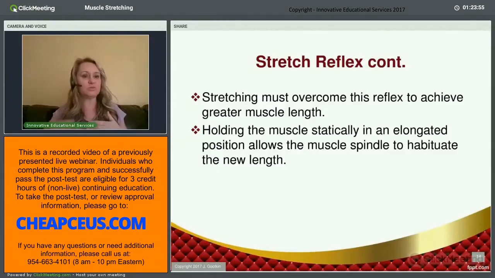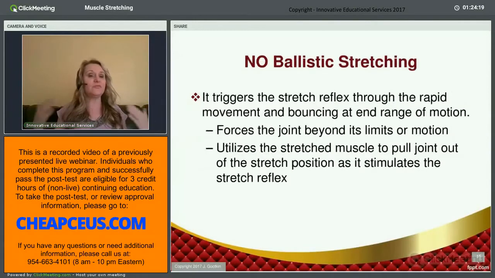Or if you're returning someone to a sport or an activity where it's new for them and they need better range of motion than they had before, they need to condition themselves to have a longer excursion of that joint. So our hold times are really important at that end range of motion, because envision that you're trying to overcome this muscle spindle firing to allow for a greater range of motion.